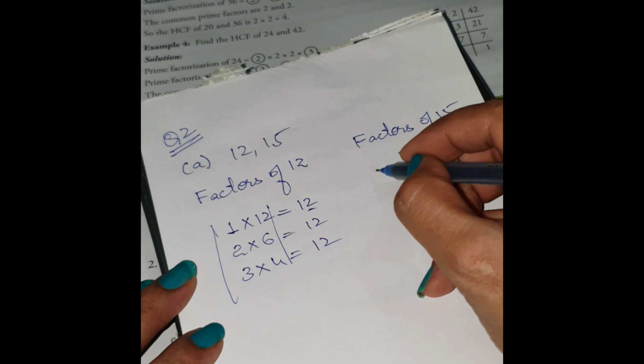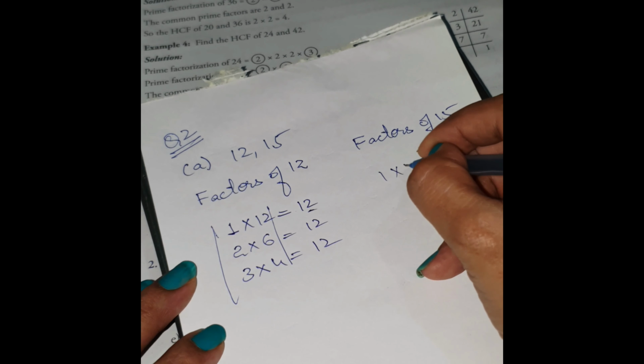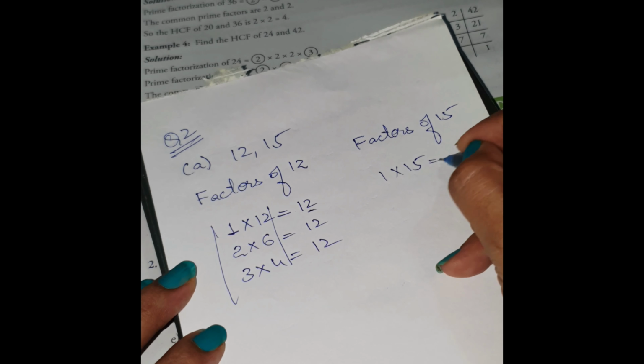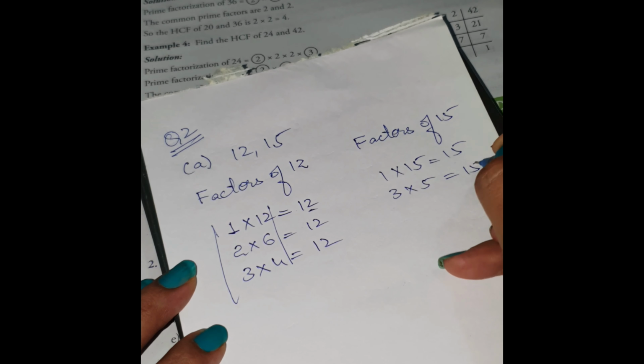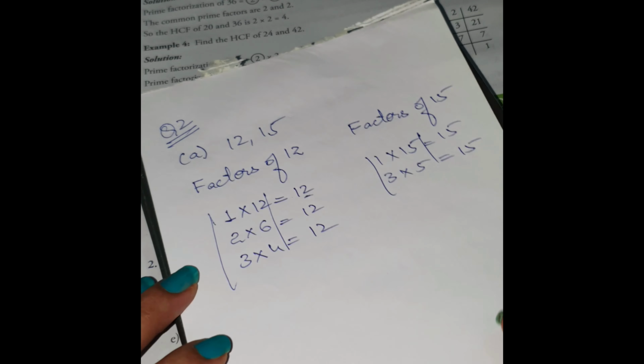Similarly, we will be finding the factors of 15. So it will be 1 into 15, then it comes in the table of 3. So 3 into 5 is equal to 15. So these are the factors.